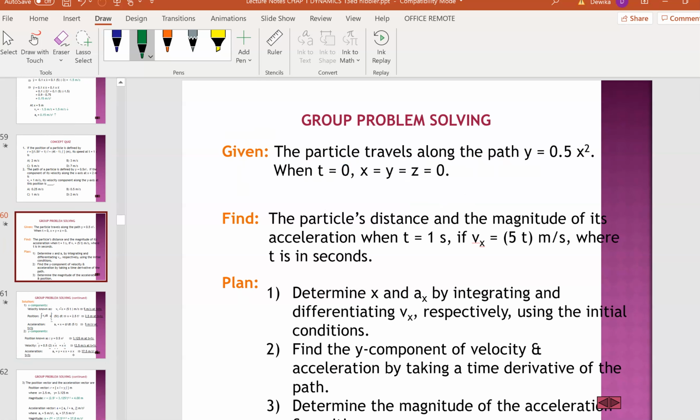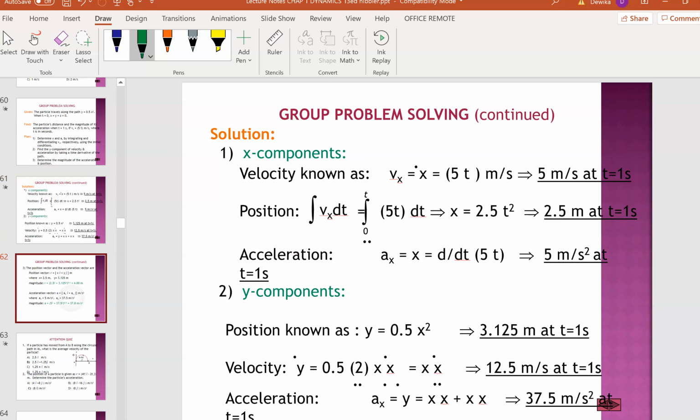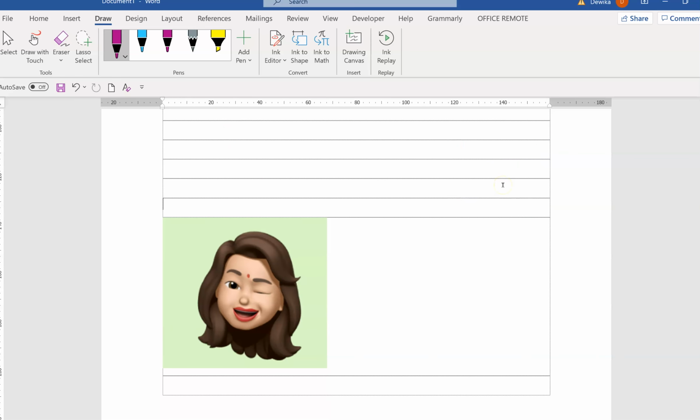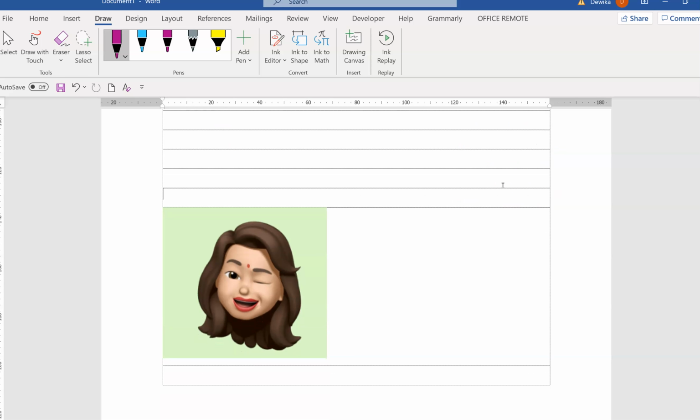I'm going to go straight to the example that's given in the textbook. Let's move on to the textbook. This is a nice image. It looks like me, right? Okay, I just want to say something about this.